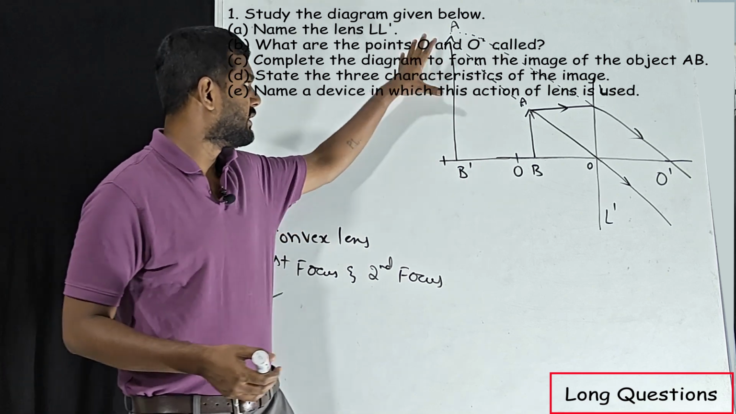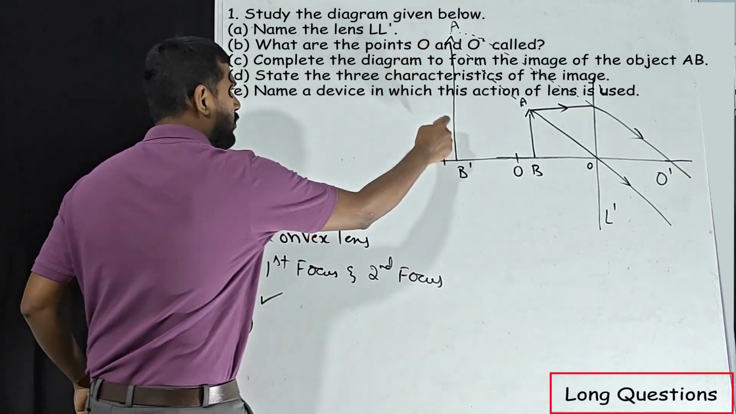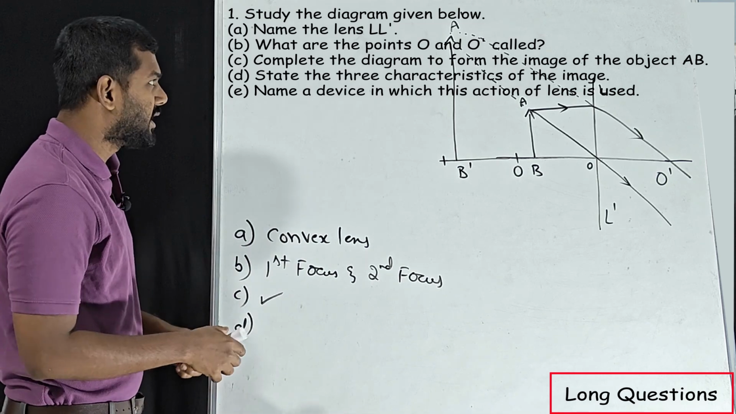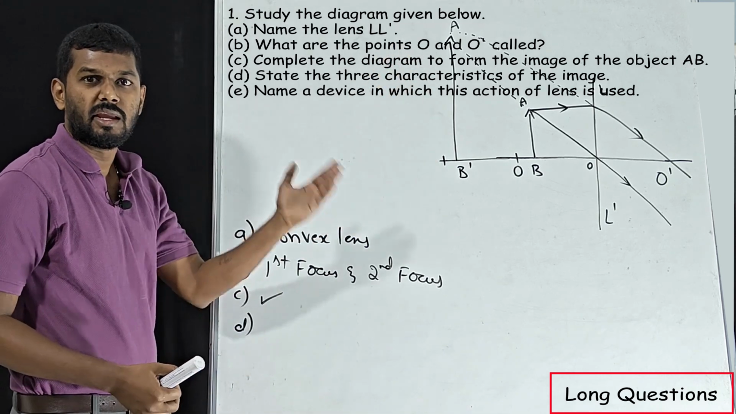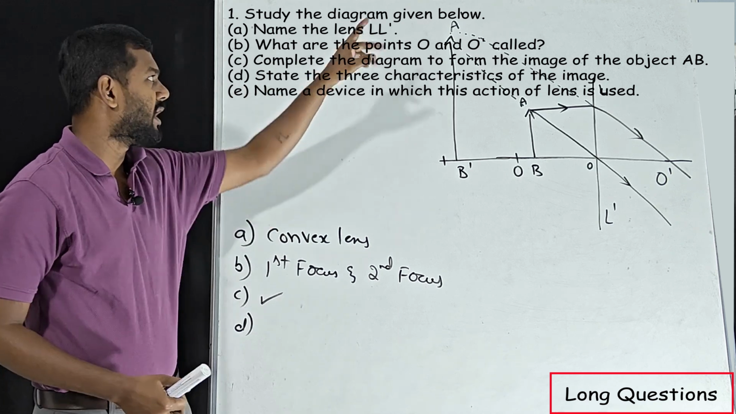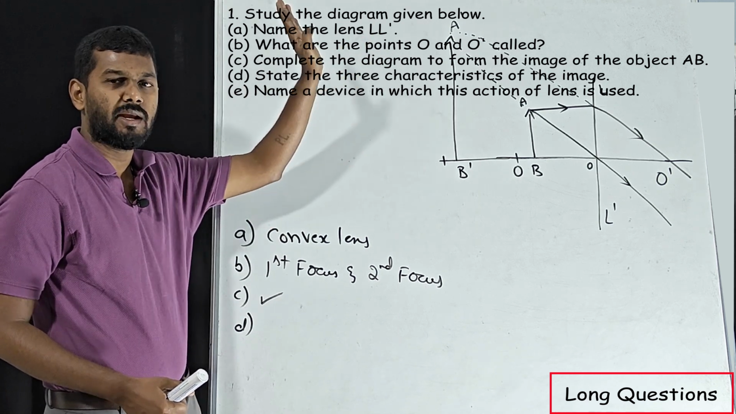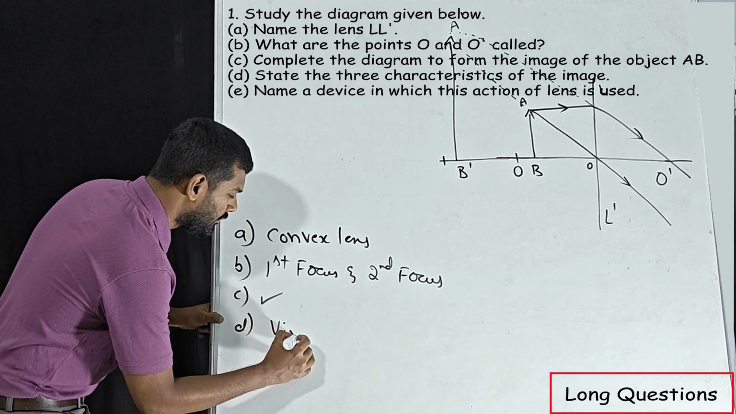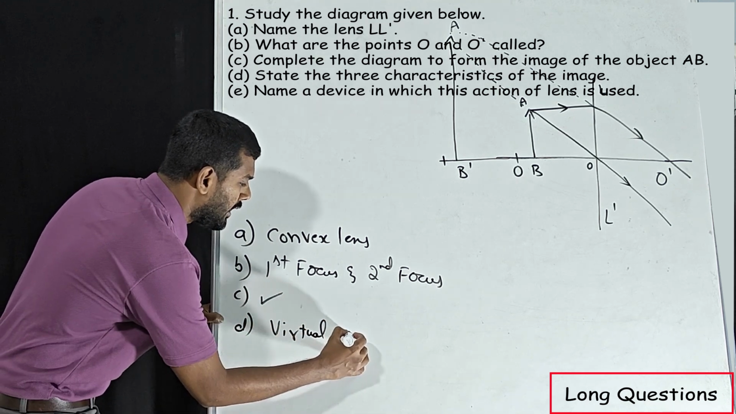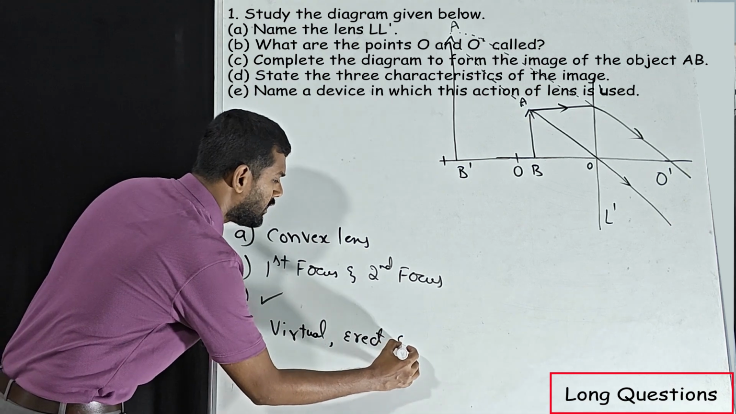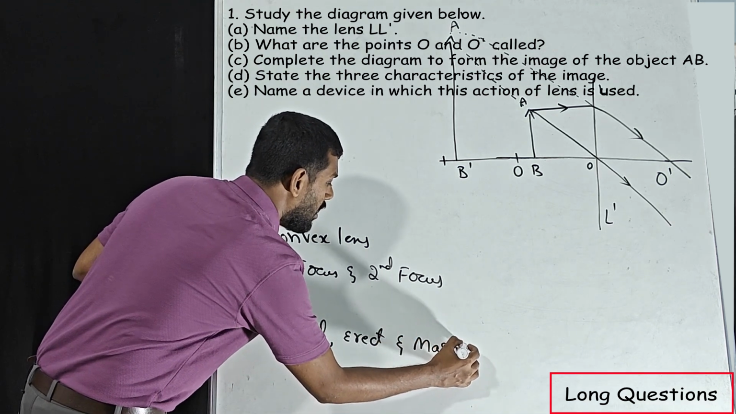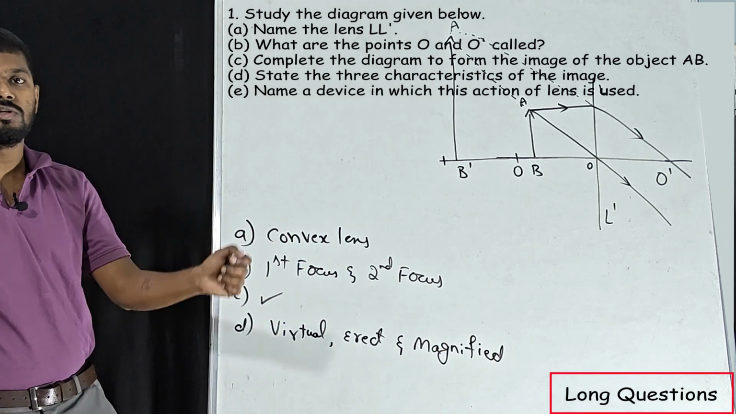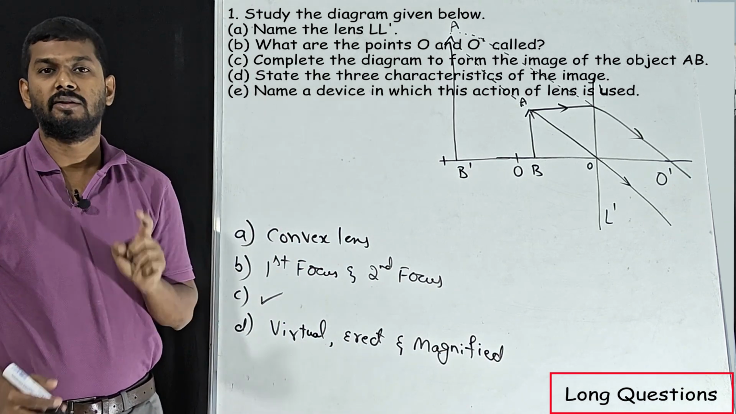So we know this is the image, correct? One, this is a virtual image because it is formed on the same side of the object and it is upright. If it is real, it will be inverted. Anyhow it is erect or upright, so it cannot be a real image. So virtual, erect and magnified. We know when it comes to a convex lens, if it is virtual, it is always magnified.